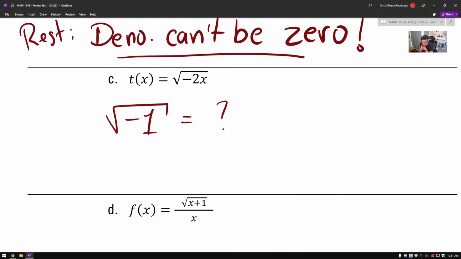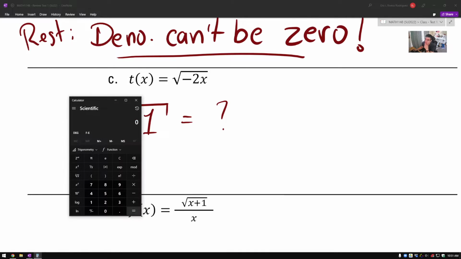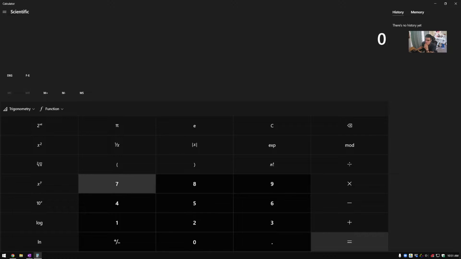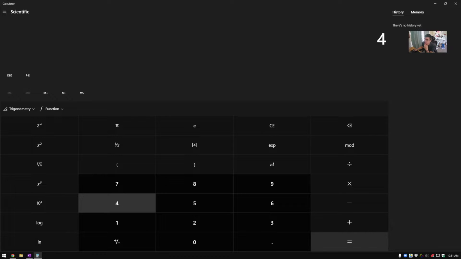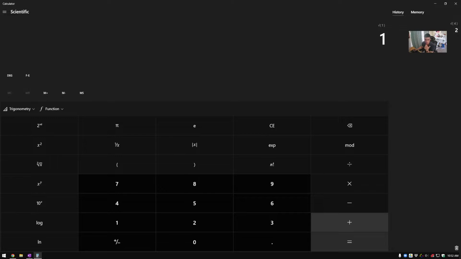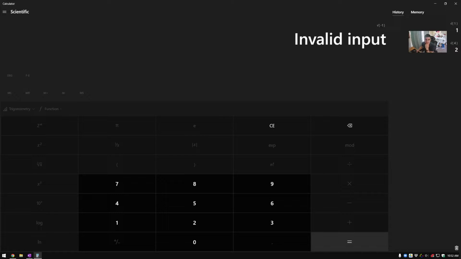Do you have a calculator there? Okay, so let's use this calculator. Let me check first if the square root is working. The square root of 4 is 2. The square root of +1 is 1 as well. Now let's erase all this and put -1 and take the square root of this. And it says invalid input.